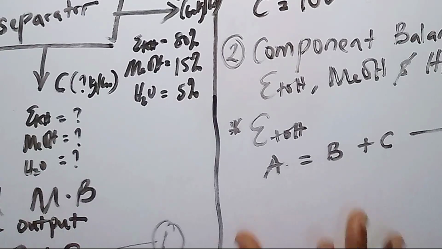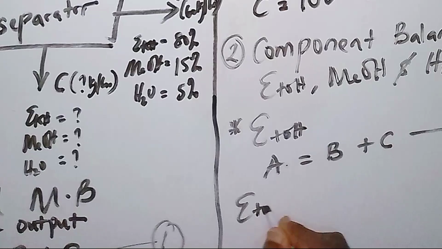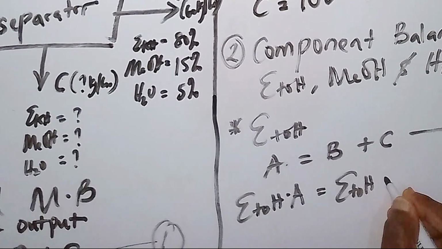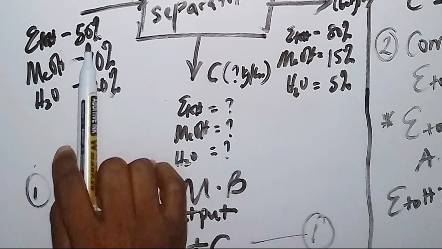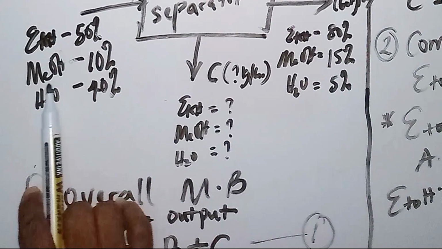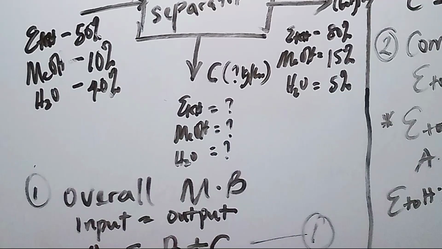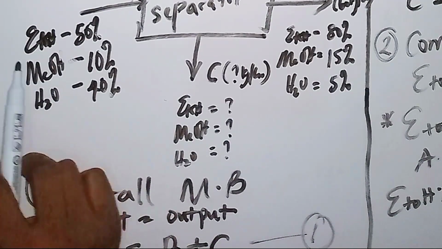So for A, we are using only ethanol. Ethanol in A is equal to ethanol in B plus ethanol in C. So what is the composition of ethanol in A? From the diagram, ethanol is 50% in A, methanol is 10% in A, and H2O is 40% in A. For B, ethanol is 80%, while for C, we are asked to find it. So all you need to do is substitute it here.